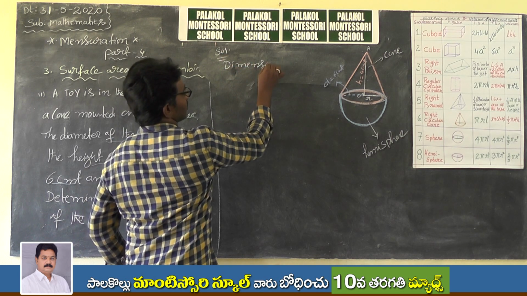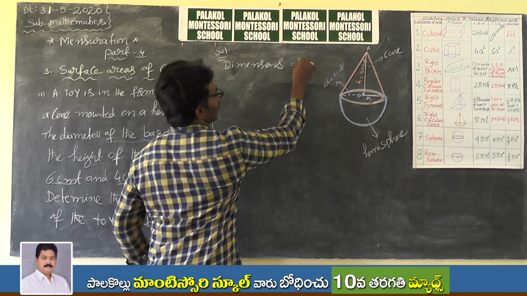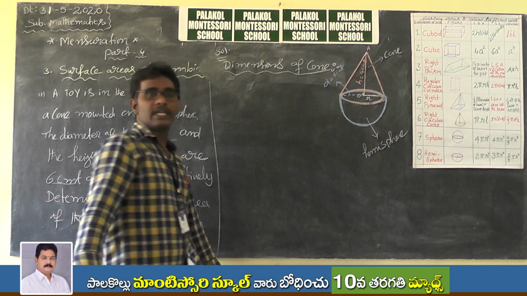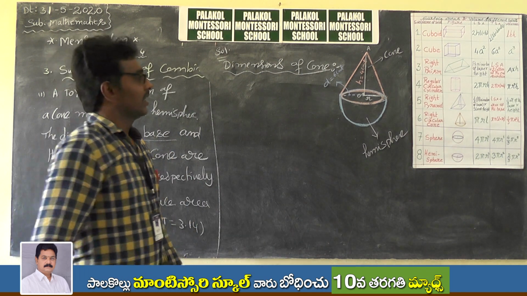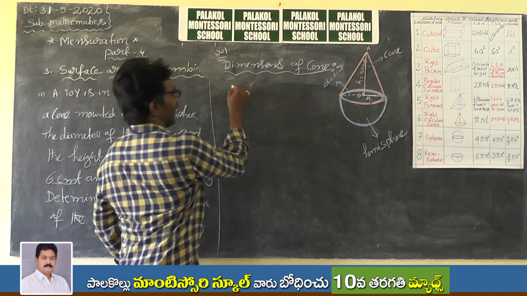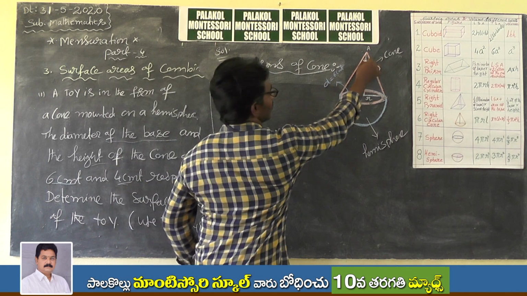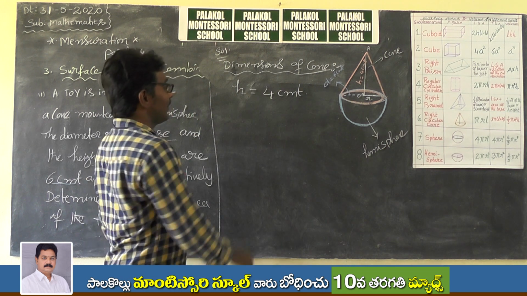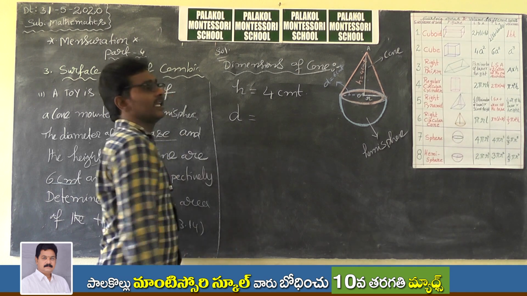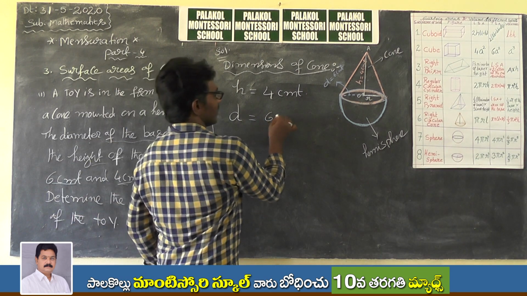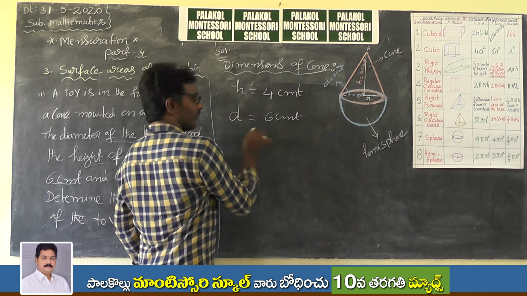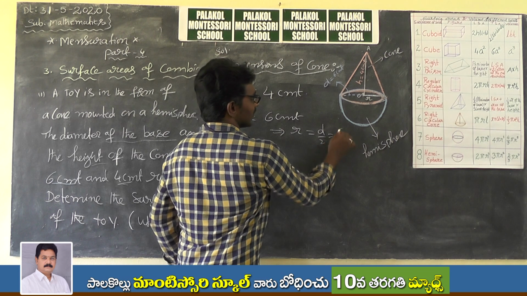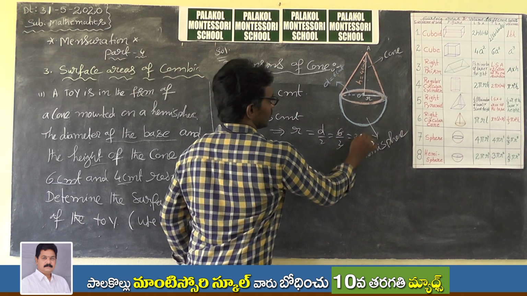Dimensions of the cone. What are the dimensions of the cone? Height is equal to 4 centimeters. Diameter, represented by D, is 6 centimeters. Then you find the radius: r is equal to D by 2, which is 6 by 2, equal to 3 centimeters.